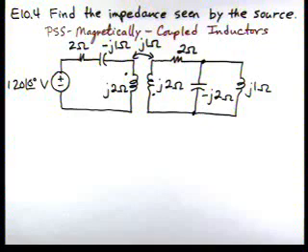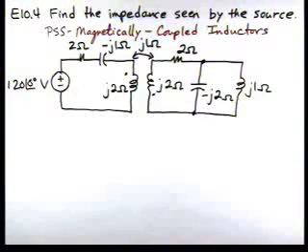Okay, in Learning Assessment 10.4, we're asked to find the impedance seen by the source. We have mutually coupled coils, and we're going to utilize our problem-solving strategy entitled Magnetically Coupled Inductors. Now, how are we going to proceed here?